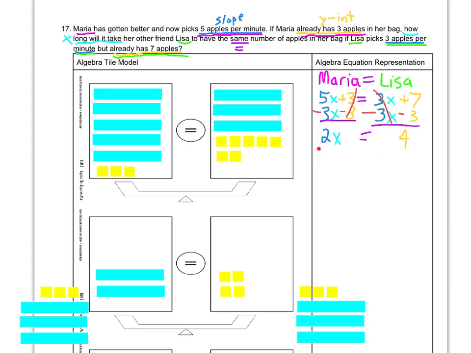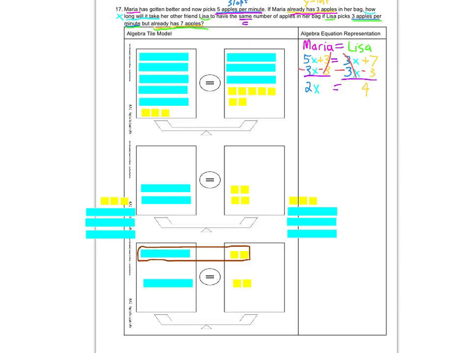We end up with 2x equals 4. Now we're just dividing these 2x into two equal groups. They're pretty much already there, and we see that dividing both sides by 2 means that x equals 2. And that would be 2 minutes. And we can abbreviate minutes by writing MIN. So this says that it would only take 2 minutes for Maria and Lisa to have the same amount of apples in the bag. We can double check.